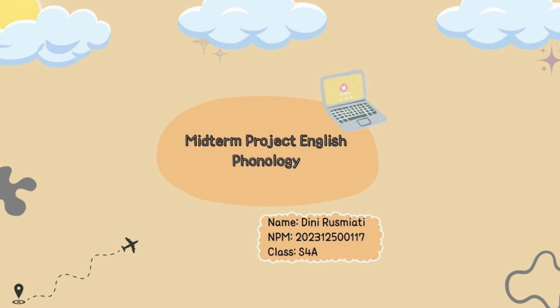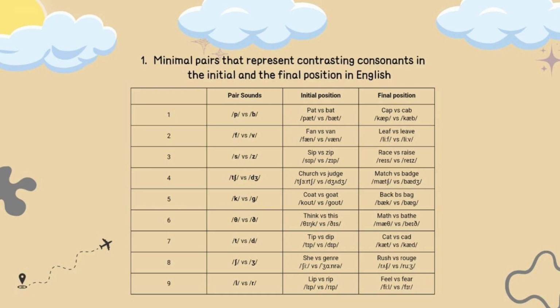So, let's get started. First, let's talk about minimal pairs. Minimal pairs are two words that differ in only one sound, and this one small sound difference actually creates a completely different meaning. In this project, I work with several minimal pairs that show the contrast of consonant sounds in initial, at the beginning, and final, at the end positions.